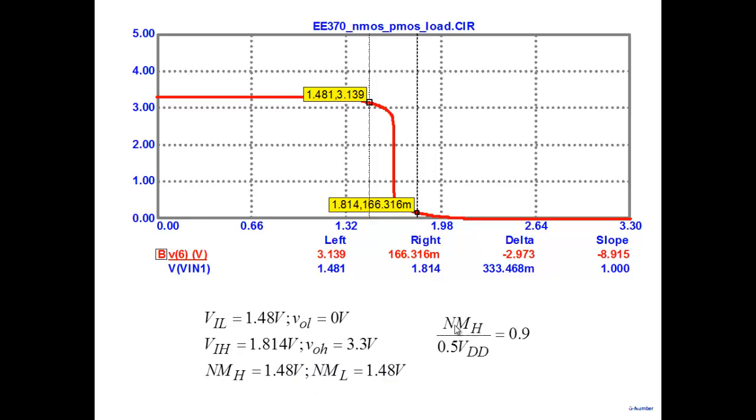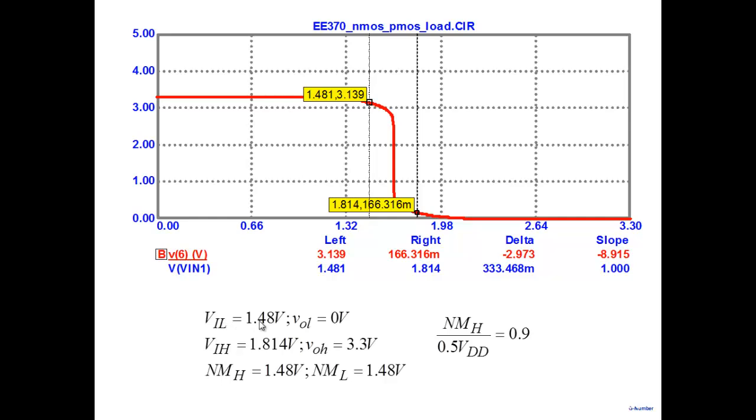Also, if you take NMH and divide by 0.5 VDD, 0.5 VDD is the highest noise margin that you get. If you divide that, you get 0.9. You're very close to the maximum noise margin that you can get. So you can see almost like a perfect voltage transfer characteristic. It's flat here and abruptly changes state and then flat here. And very high gain. You can see here gain is very, very high. Right? So almost a perfect VTC you get here.